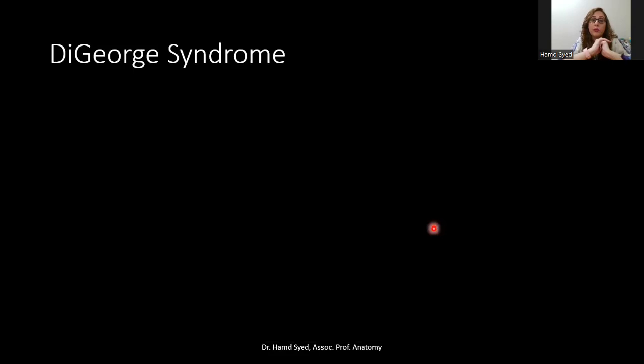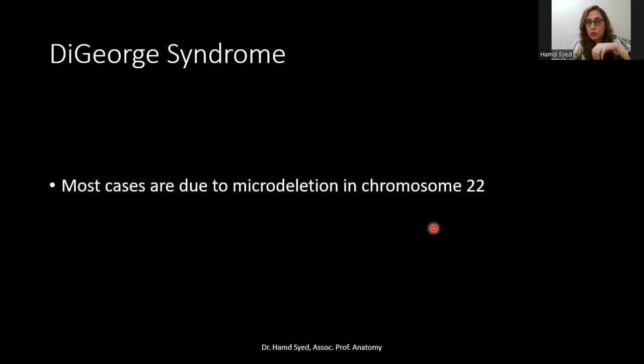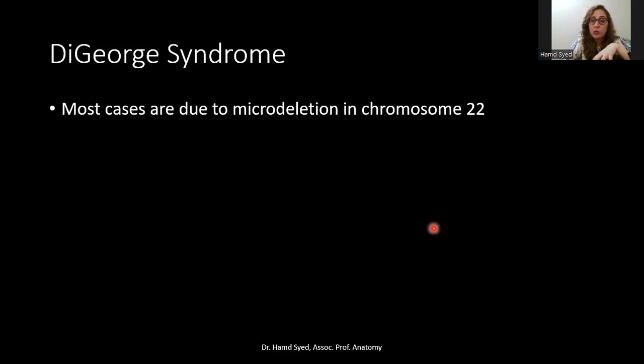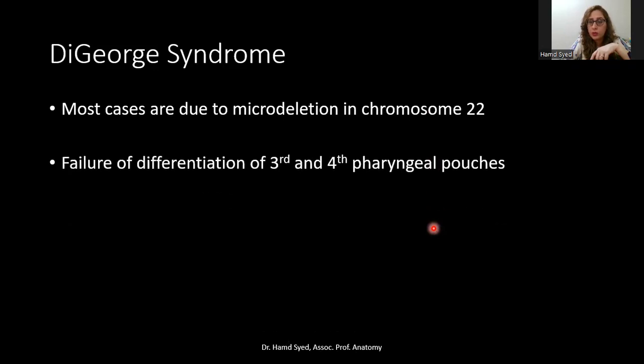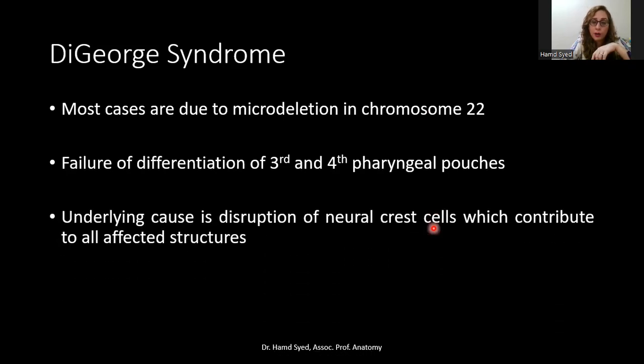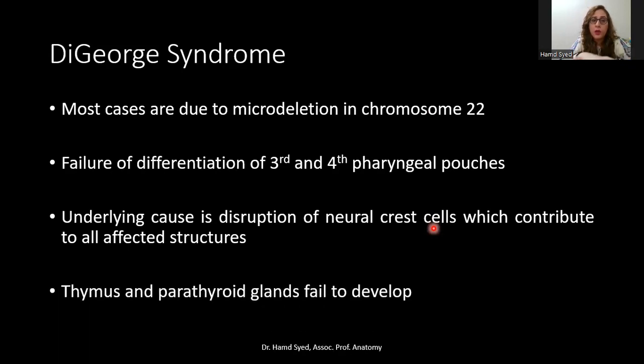Another syndrome which we are going to discuss is the DiGeorge syndrome. DiGeorge syndrome is related to abnormal development of pharyngeal pouches. Most of the cases are due to microdeletion in chromosome 22. There is a failure of differentiation of the third and fourth pharyngeal pouches specifically, and the underlying cause is disruption of neural crest cells, which are going to contribute to all the affected structures. So since third and fourth pharyngeal pouches are undifferentiated, thymus and parathyroid glands fail to develop.